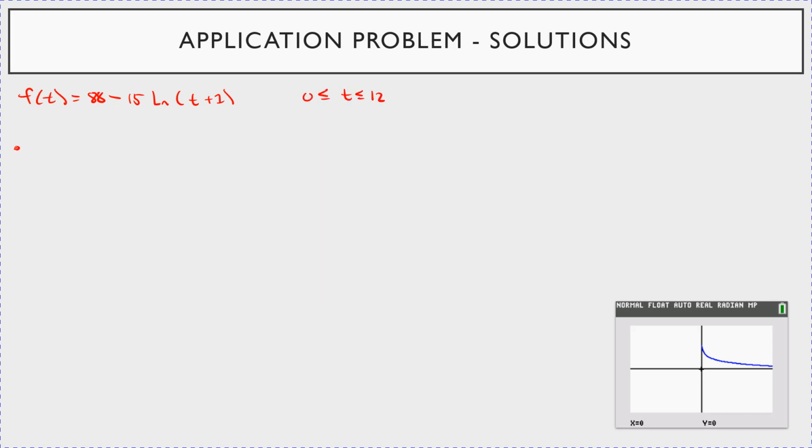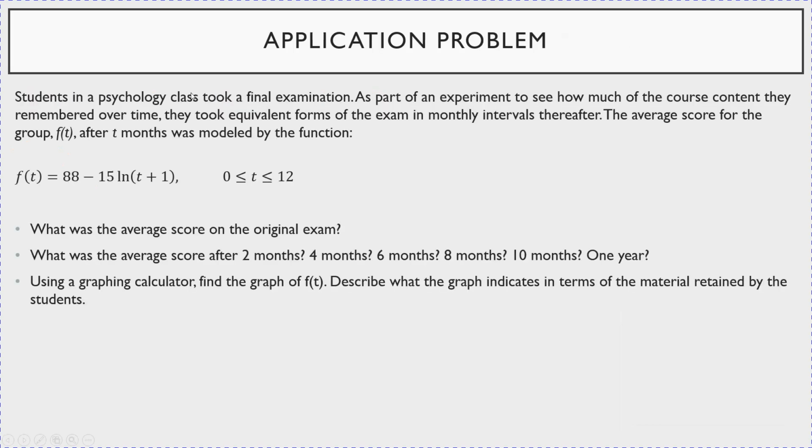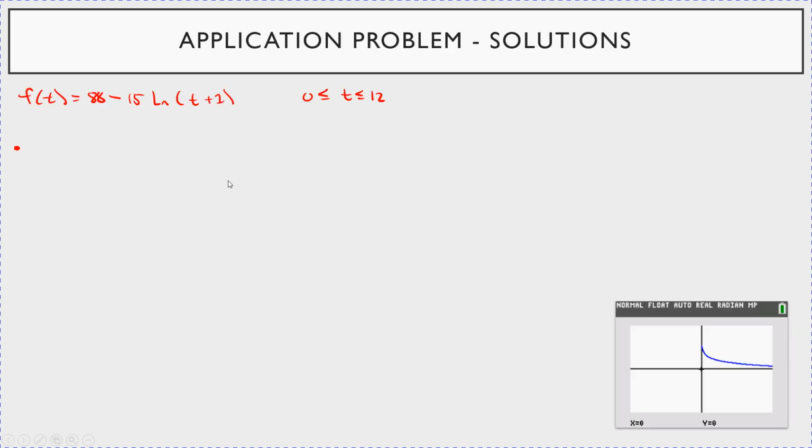All right, so the first question says, what was the average score on the original exam? Well, that would be at month 0, right? So at monthly intervals, month 0 would literally be when they first took it. So the average of the original exam would be f of 0, which would be 88 minus 15 times the natural log of 0 plus 1.